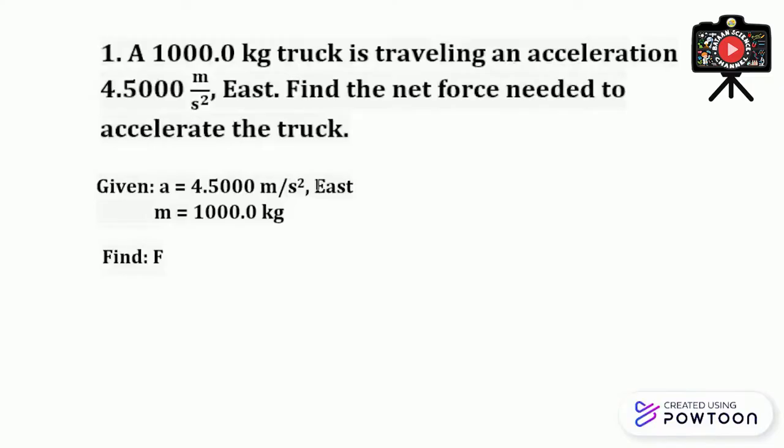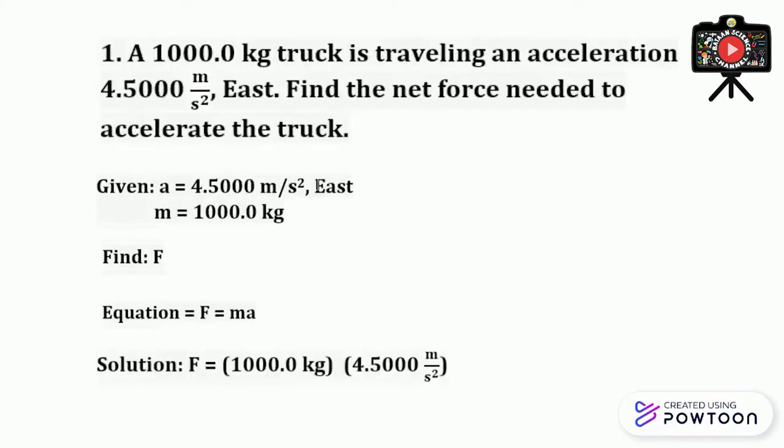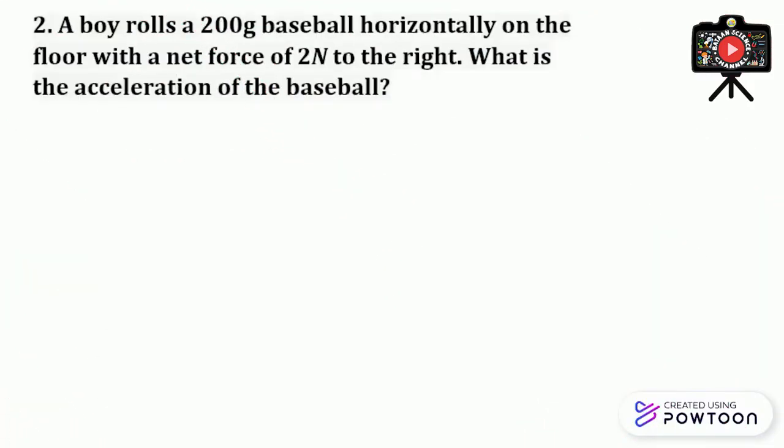For the equation, we have the total net force is equal to mass times acceleration. Next, in the solution, we need to substitute the given values. So we have total net force equals 1,000 kilogram multiplied by 4,500 meter per second squared. So the answer is 4,500,000 kilogram meter per second squared, or 4,500,000 Newton. Very simple, right? So let's have another example.